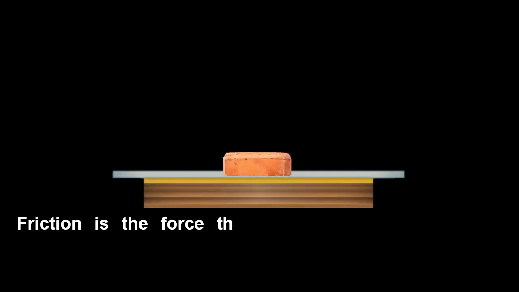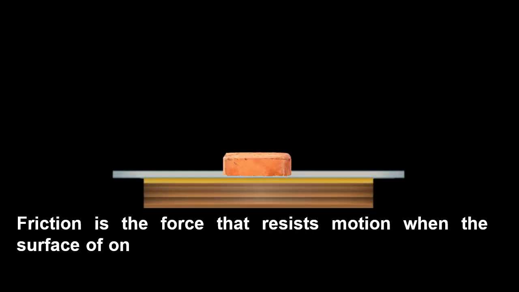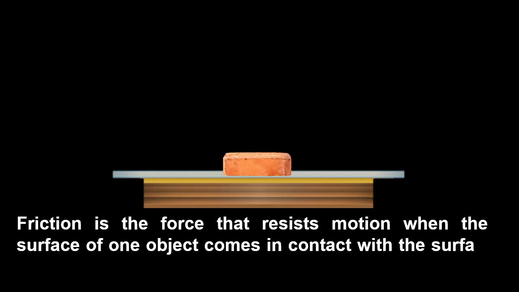Friction is the force that resists motion when the surface of one object comes in contact with the surface of another. There are basically four types of friction: static friction, kinetic friction, rolling friction, fluid friction.